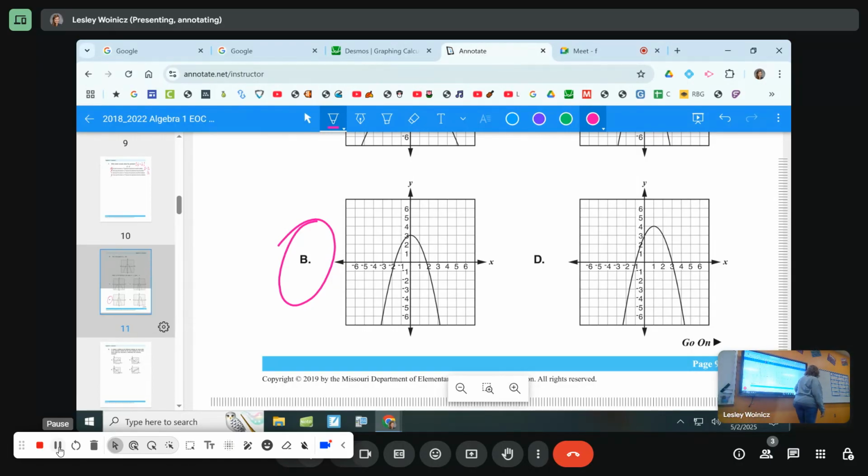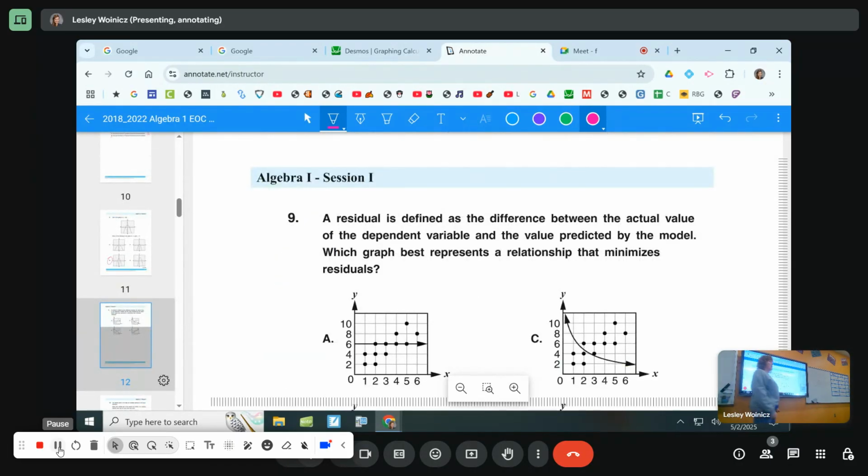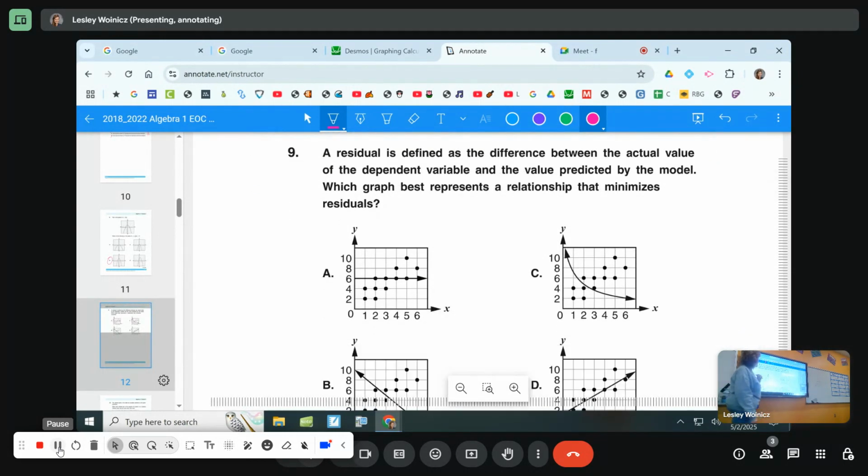All right. How about this one? This is the one we just took a test over. It says a residual is defined as the difference between the actual value of the dependent variable and the value predicted by the model. That's a lot of words that says a lot of nothing, right? The biggest thing with this is it says which graph best represents a relationship that minimizes residuals. First, what is minimizes residuals? What should come to your mind?